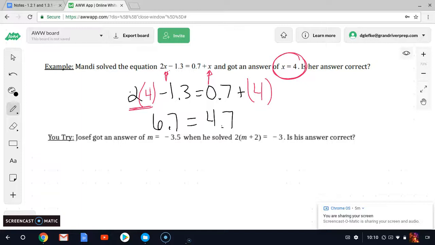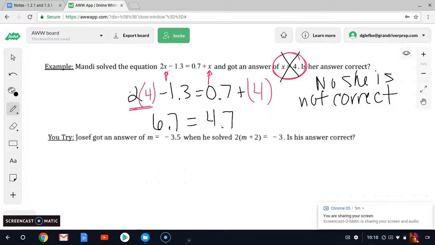So then I can ask myself, is this correct? Is 6.7 equal to 4.7? No, those are not equal numbers. So that means Mandy's answer is wrong. So x does not equal 4. She would have to solve it again. Okay, so we can say no, she is not correct. 6.7 does not equal 4.7. And that's the does not equal because the equal sign is being crossed out.